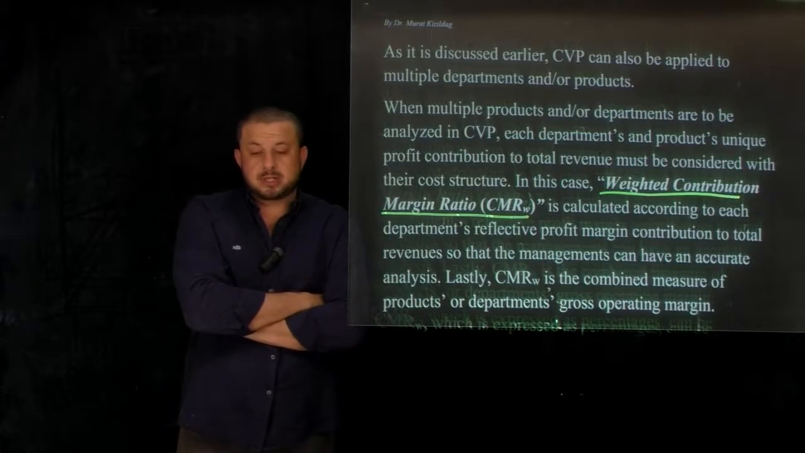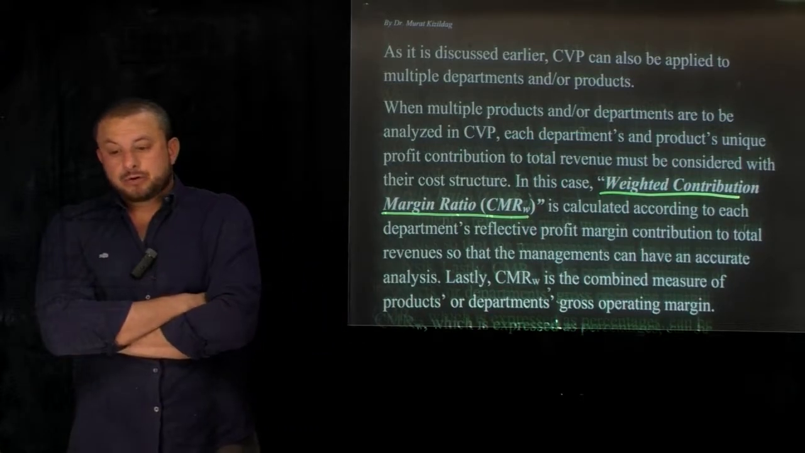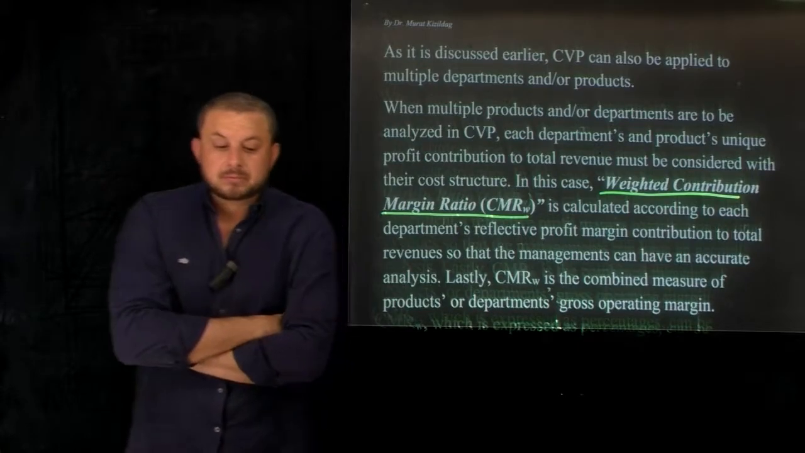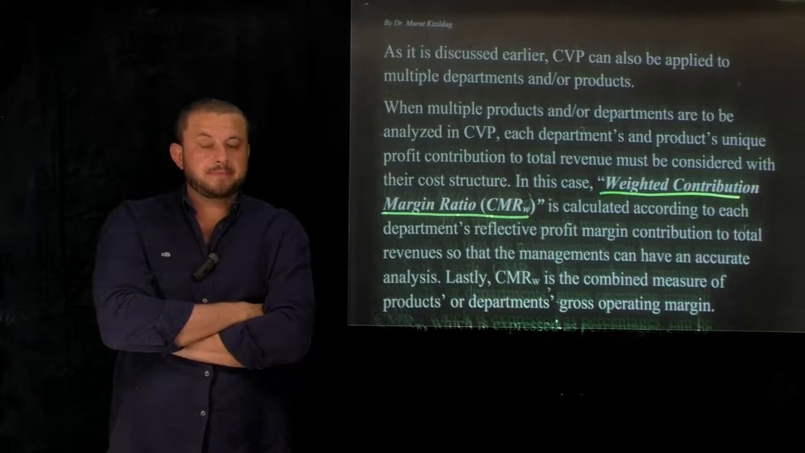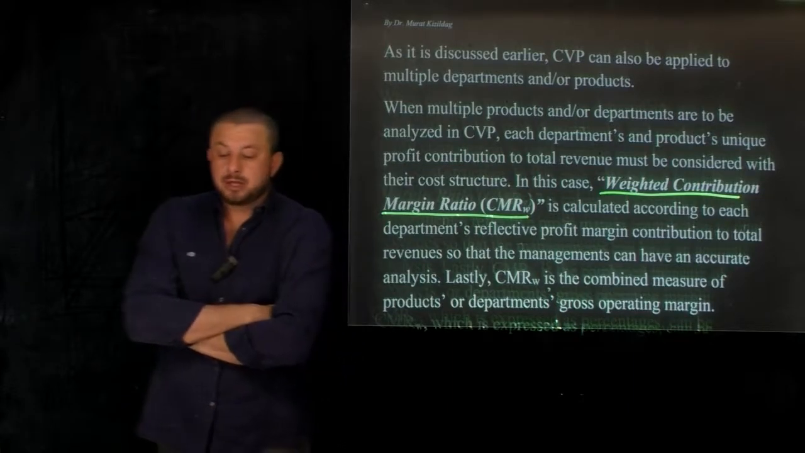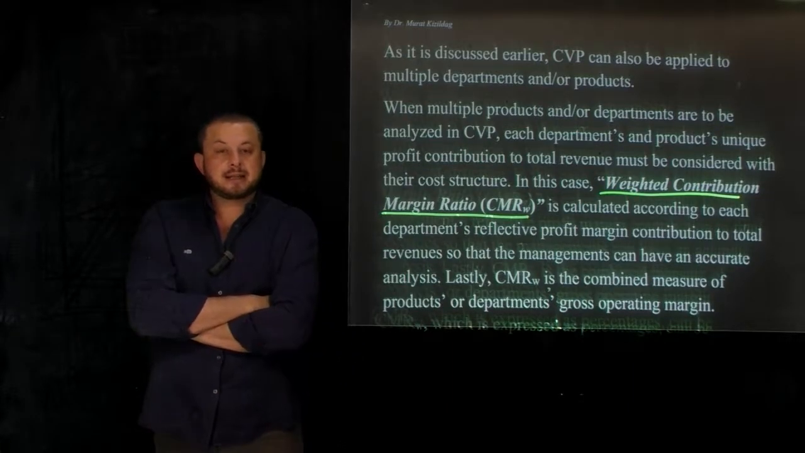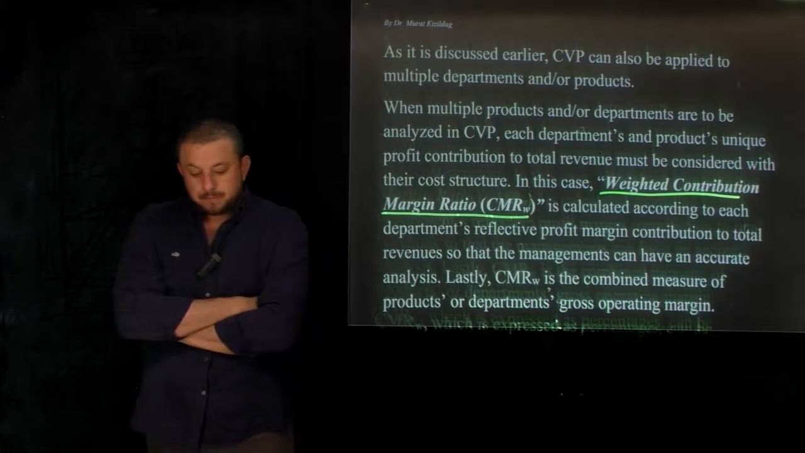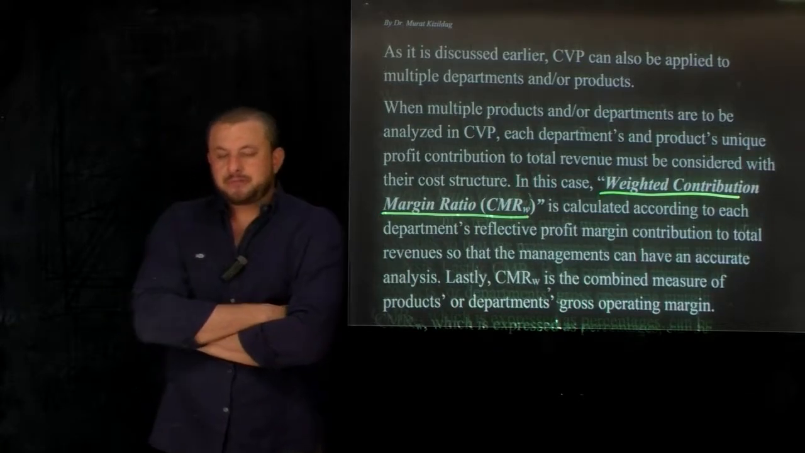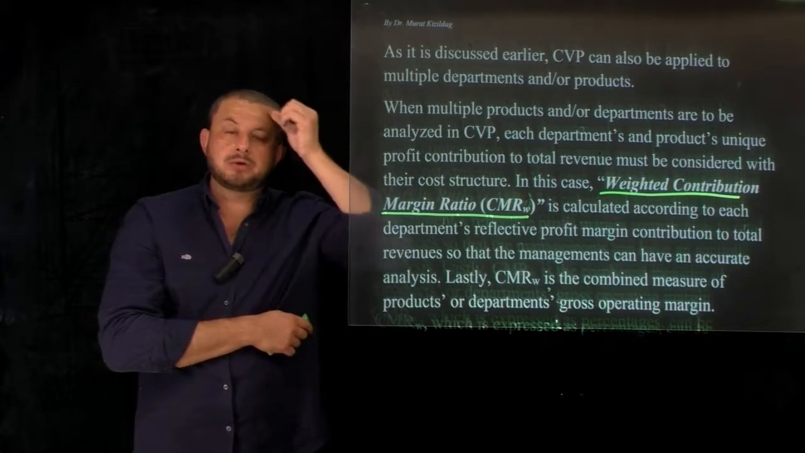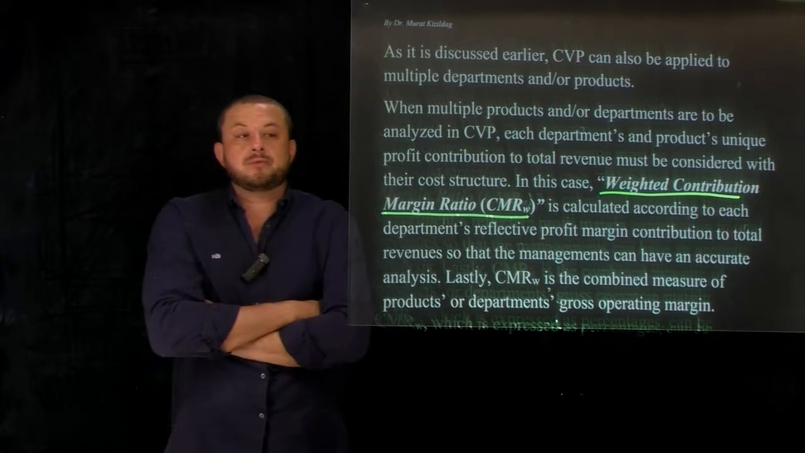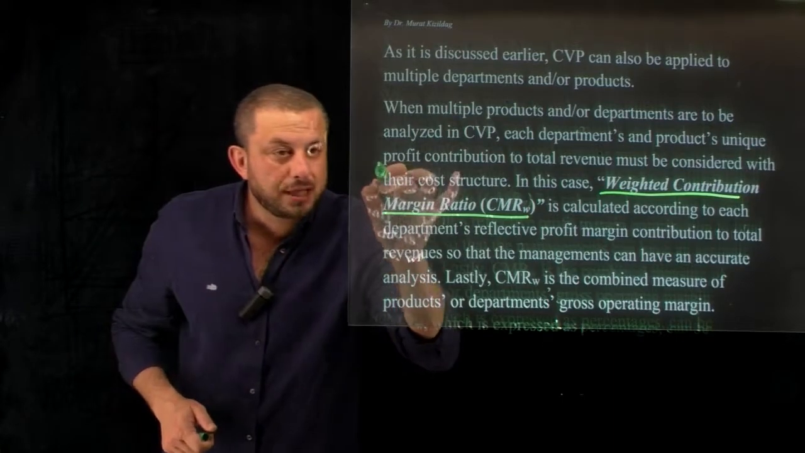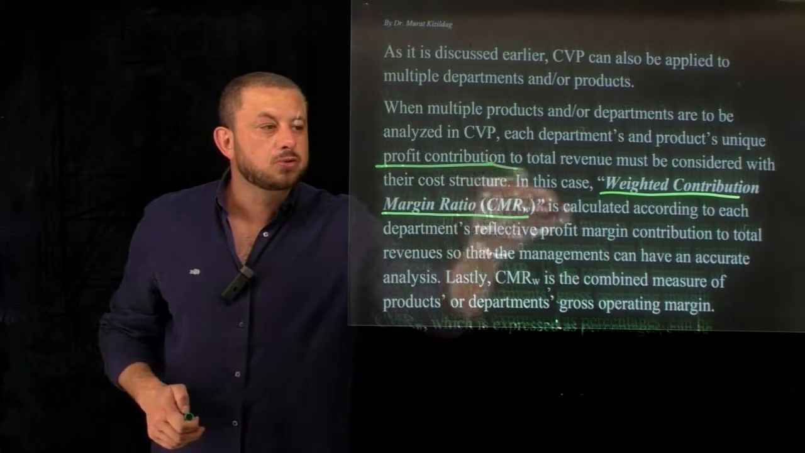Imagine a lodging establishment. Rooms division is the most important revenue generator, therefore the profit generator, correct? Then it is followed by the F&B department, then the other revenues. Therefore, the combination of different products or different departments must be based on individual and unique profit contribution to total revenue.